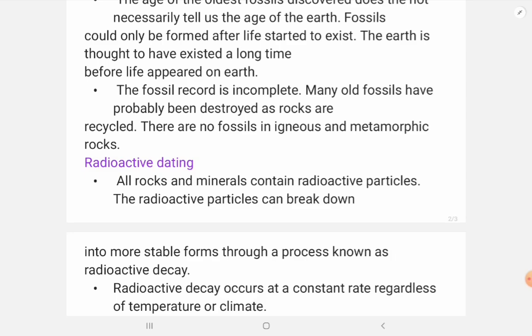The oldest fossil gives us a rough idea of how old the Earth is. The record can also help to estimate the age of the sedimentary rock where the fossil is found.